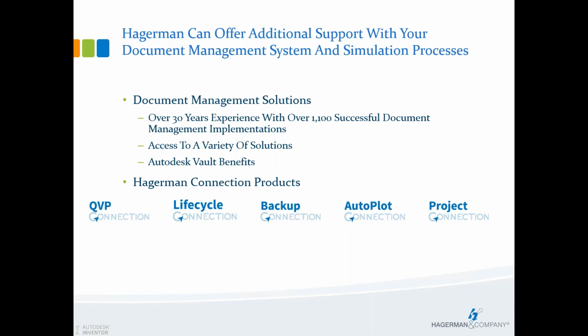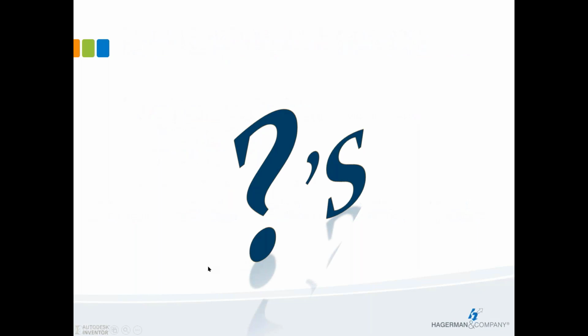Some additional connection tools, and you guys have probably seen this slide if you've ever watched one of our webinars before. Most of these deal with the Autodesk Vault data management tool: QVP, or Query View Print, for those that need to look at files inside of Vault but don't have Vault access; Lifecycle Connection for notification of lifecycle changes; and the Backup Connection for keeping up-to-date information about your Vault backups, as well as the Auto Plot and Project Connection tools. So we can bring those in.